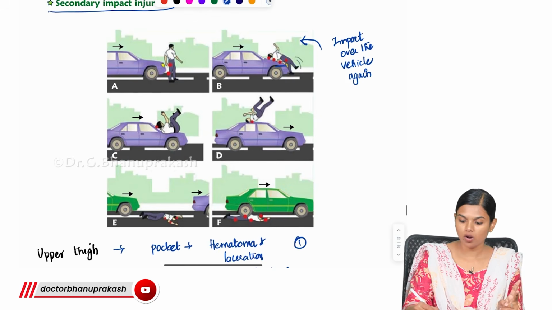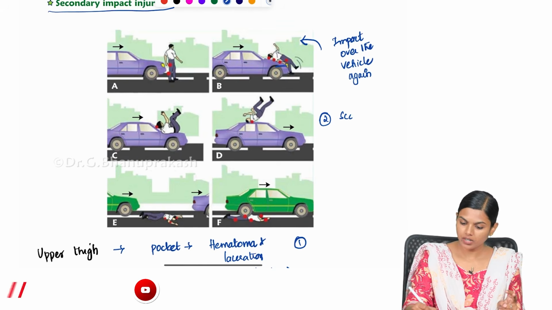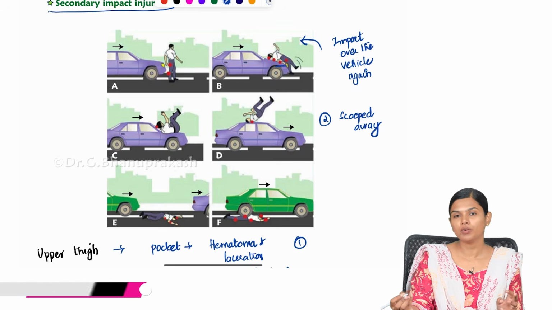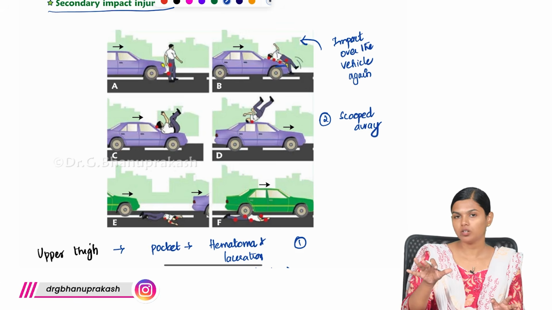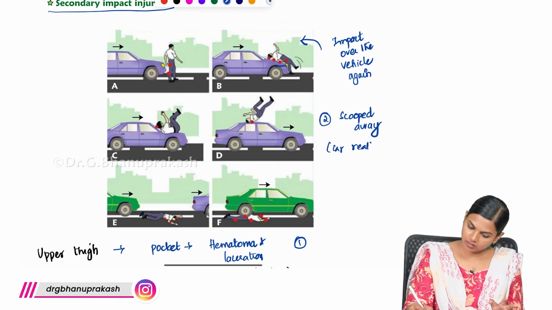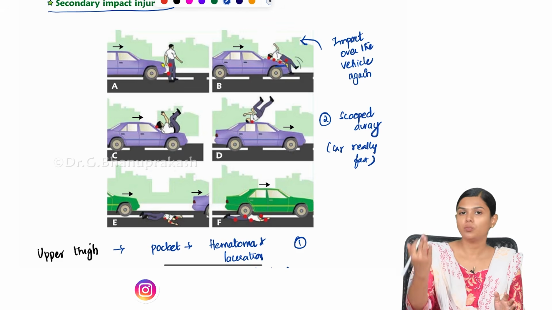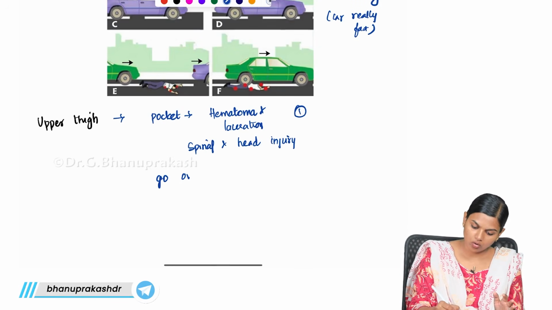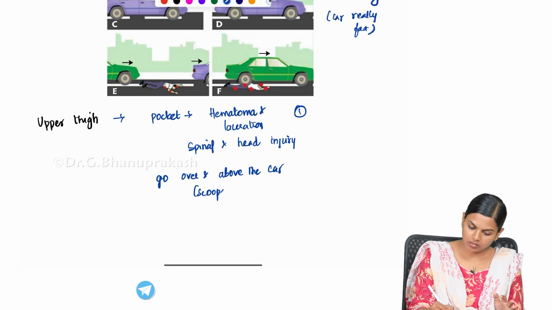The next type is that they will get scooped away. They will completely lose the balance, and the car, if it is going really fast, will scoop them, take them and put them over and above the car. So they will be scooped by the car.